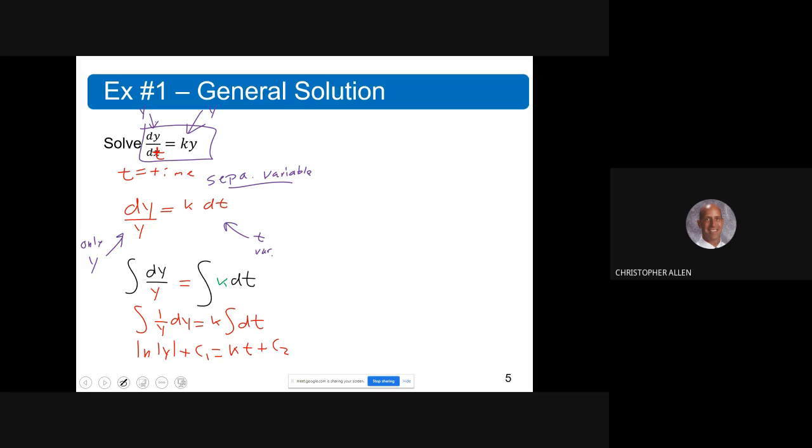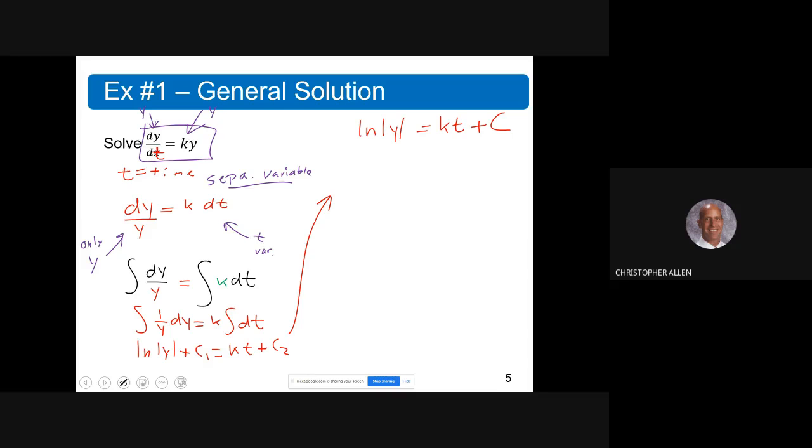So what I'm going to do now is I'm just going to write this as the natural log absolute value of y is equal to k times t plus c. Now if you want to call that c sub 3, you can. I'm just going to call it c. I claim that any constant plus any other constant is still a constant. In fact, I would say a constant times any constant is a constant.